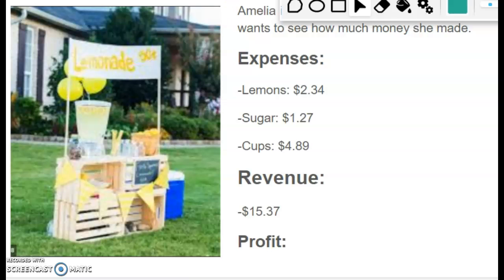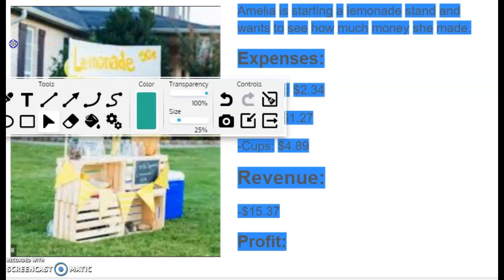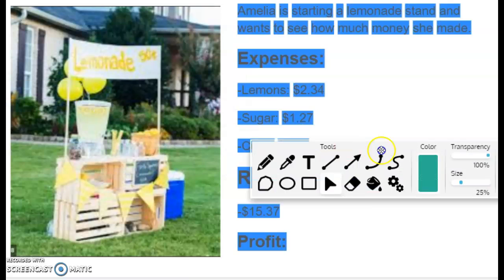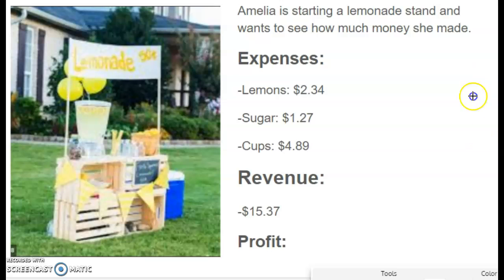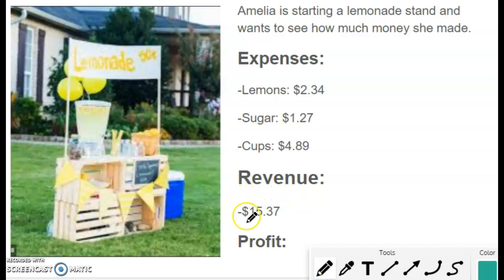Okay, so now let's look at another example with some smaller numbers. Let's pretend that Amelia is going to do a lemonade stand, and she wants to see how much money she made. So remember, whenever you go to sell lemonade, you're going to be making an amount of money. So you're going to have your revenue or your income, right? So Amelia made $15.37 on her lemonade stand. But she had to buy lemons, sugar, and cups to make it work. Obviously, we needed water, but we're just going to include that in her mama's water bill. We're not going to worry about that one.